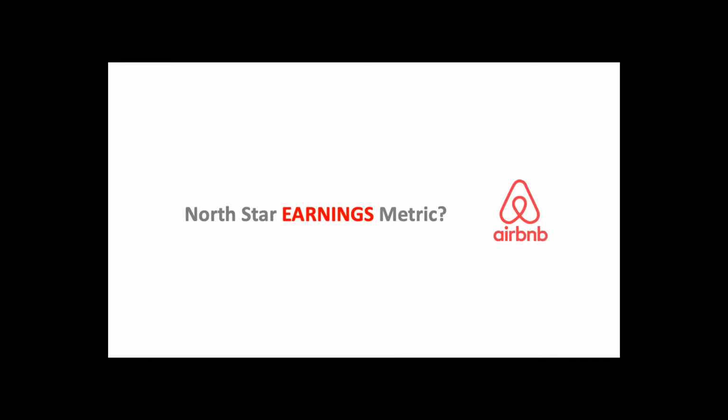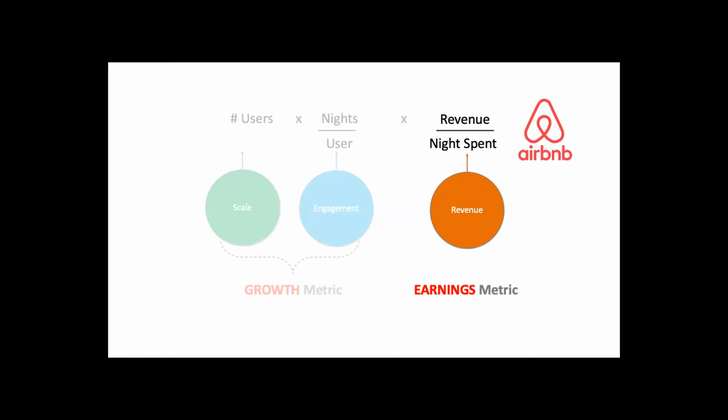So the earning metric, in the case of Airbnb, is revenue per night spent. Look at it this way: users times nights per user times revenue per night spent. That is giving you the total revenue. So on one hand, I will try to manage my growth. On the other hand, I will try to manage my earning metric. So it's always a two-sided metric that we try to follow. Simply growth at the expense of not a proper earning is no good, right?